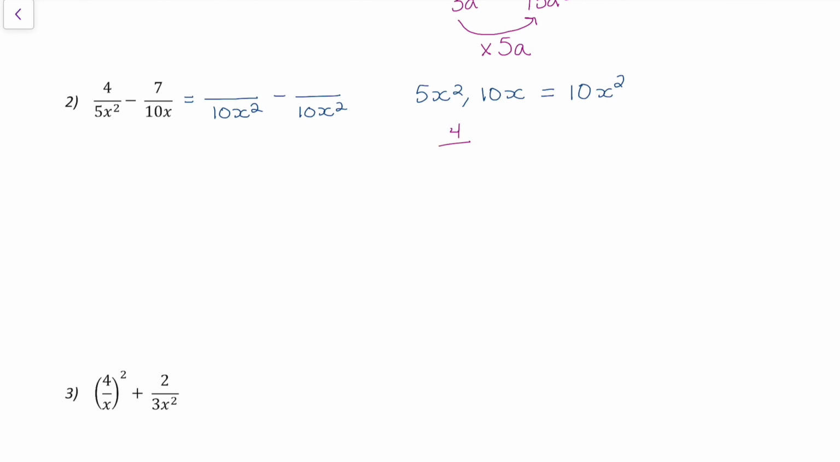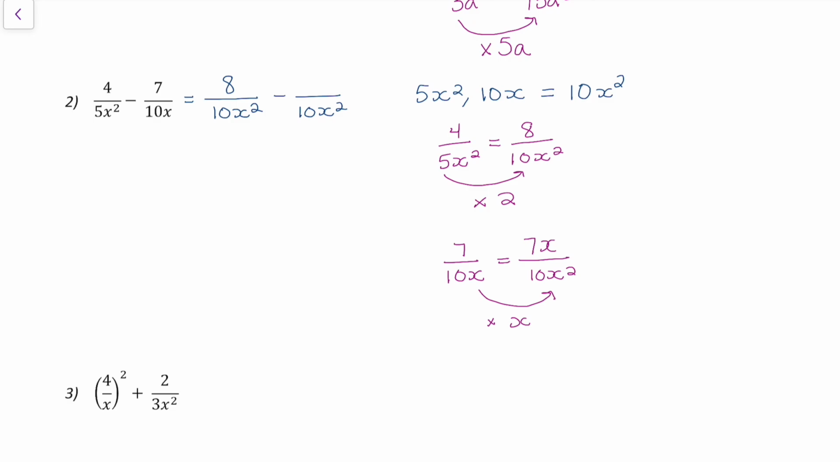So to take 4 over 5x squared and make it a fraction over 10x squared, I'm just going to multiply by 2 because the x squared is already there. So I get 8 over 10x squared. For 7 over 10x, I want to get it to 10x squared. I'm going to have to multiply by an x, because I already have the 10, and to get from x to x squared, you multiply by x. So I get 7x on the top here.